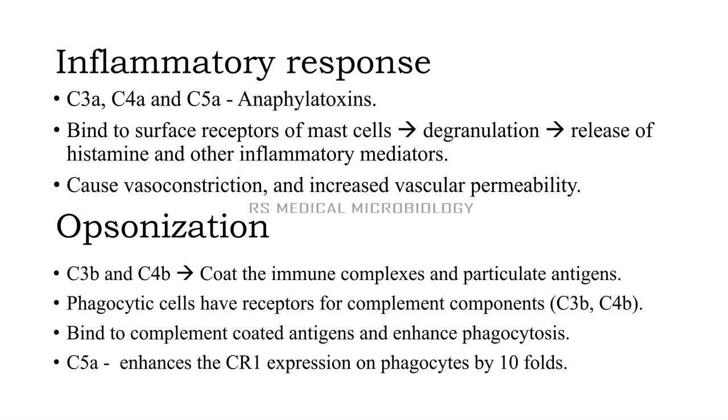Opsonization's basic meaning is just like applying soap. So C3b and C4b, they will coat the immune complexes. So once the immune complexes are coated, the phagocytic cells will have receptors for these C3b and C4b. So it will be easy for them to identify, and they will initiate the process of phagocytosis.